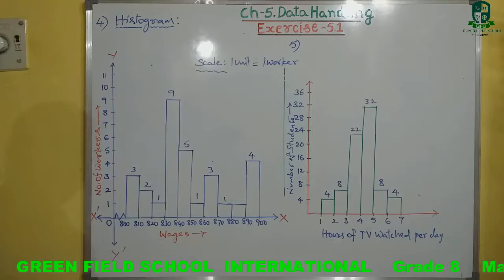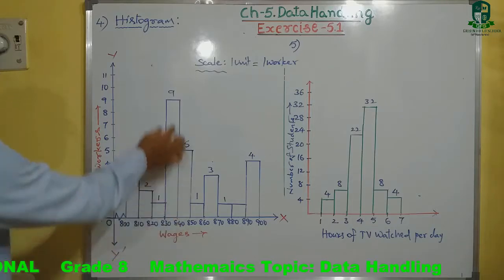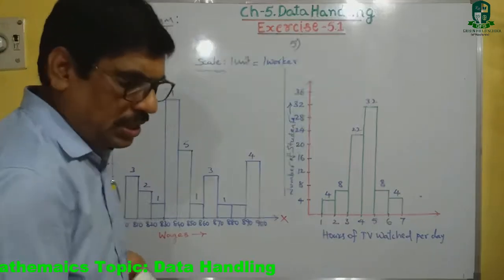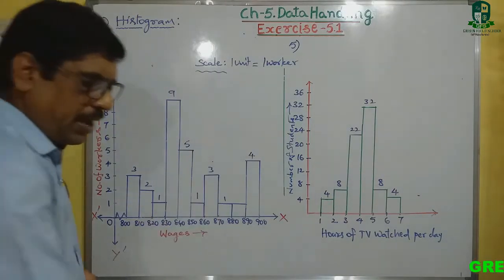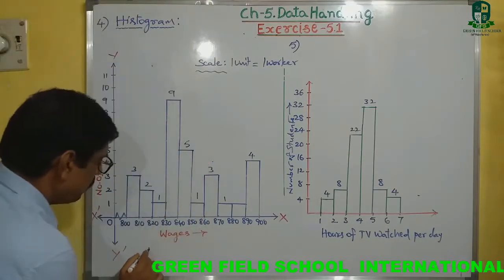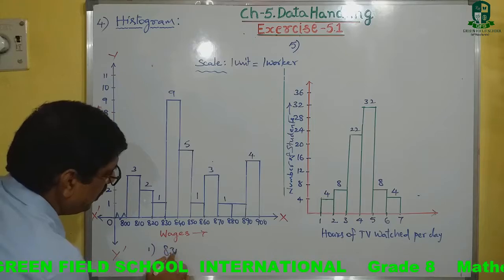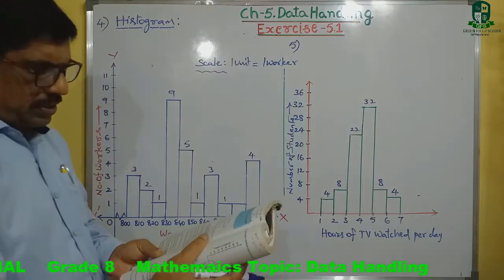Now, which group has the maximum number of workers? The class in between 830 and 840. So, that is the question. Let us write the answer afterwards. The first one is 830 to 840. Okay, here we will write. The first question answer is 830 to 840. This group contains more number of workers.